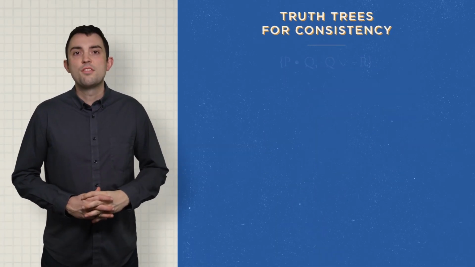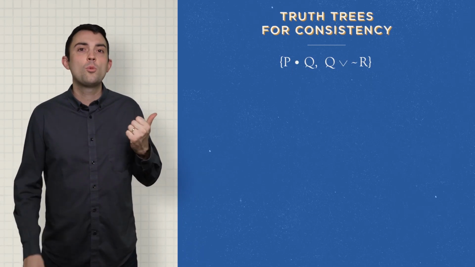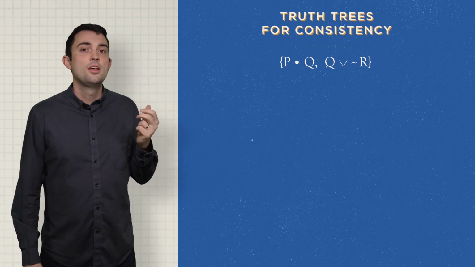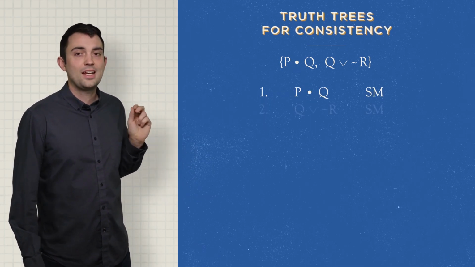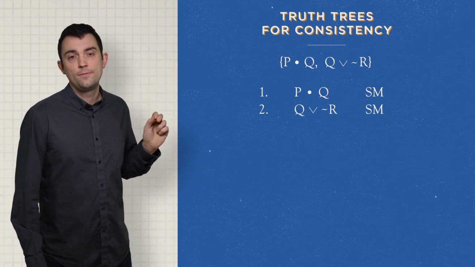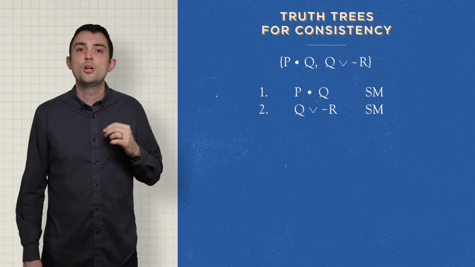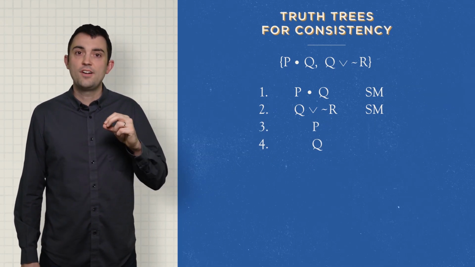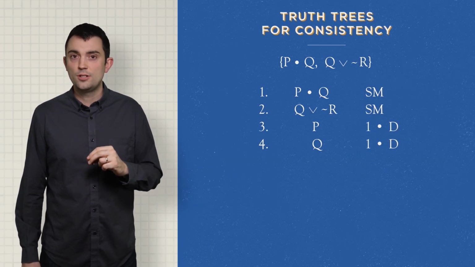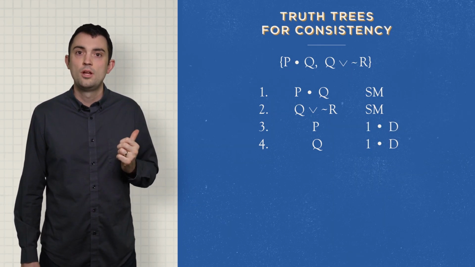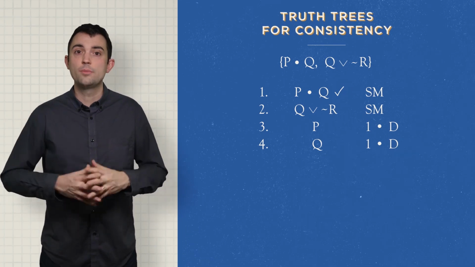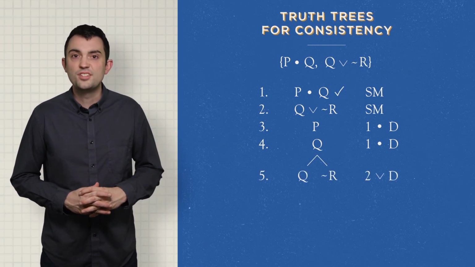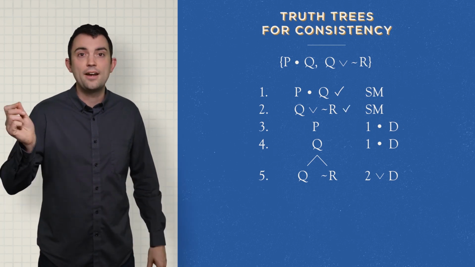So how about these? There's one more thing we're going to learn from decomposing the truth tree for this set of propositions. So the first one is P and Q. Second is Q or not R. Those are our set members. We're going to decompose one by putting P and then Q, one right above the other, justified by conjunction decomposition, and check off one because we've decomposed it. Now we branch the Q or not R with a disjunction decomposition and check that off.